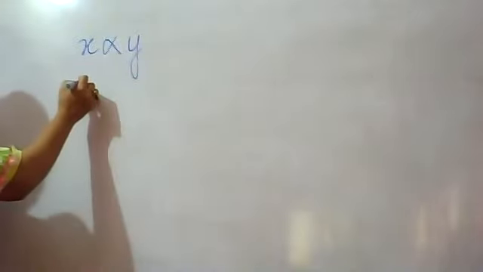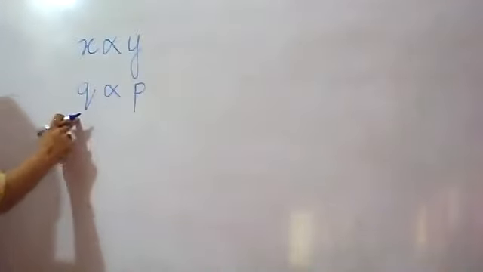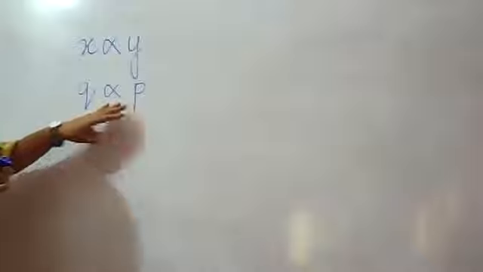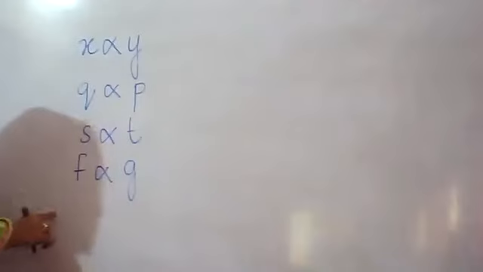X is directly proportional to y. If it says q is directly proportional to p, then q is written first, p will be written afterwards. S is directly proportional to t. S is written here and t is written on the right hand side. जैसे sentence बोला जाता है उसी तरह लिखा जाता है. F is directly proportional to G. Got it? All of you?